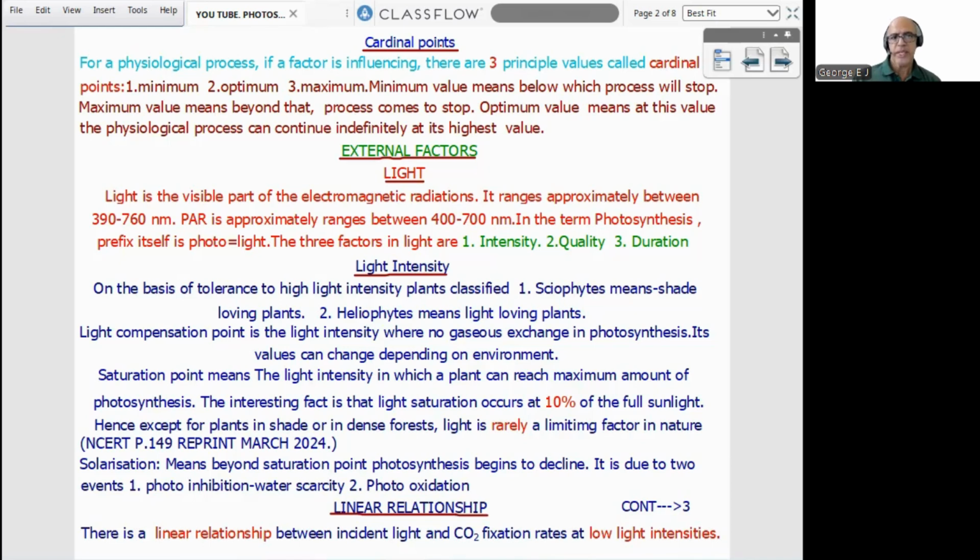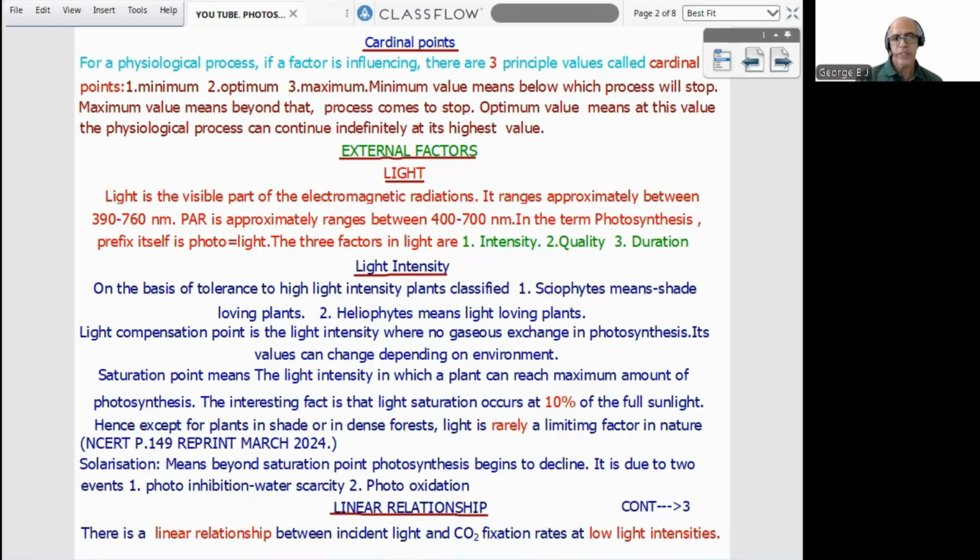Now, next term similarly, saturation point, saturated, means the light intensity at which a plant can reach the maximum amount of photosynthesis. Interesting fact is that light saturation occurs at 10% of the full sunlight. So what we are getting from sunlight, only 10% is required.